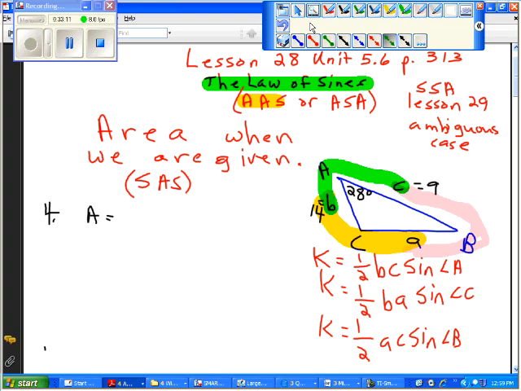Okay, so we got angle A is equal to 15 degrees. We've got that angle B is 113 degrees. And we've got that little b is equal to 7. So we're going to stick those in our picture. We've got that angle A is 15 degrees, angle B is 113 degrees, and little b is equal to 7.